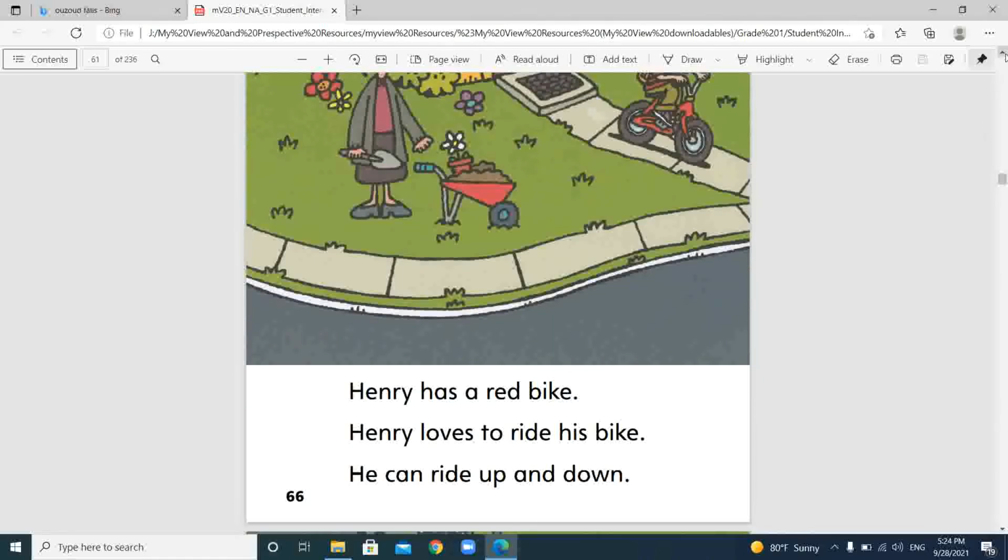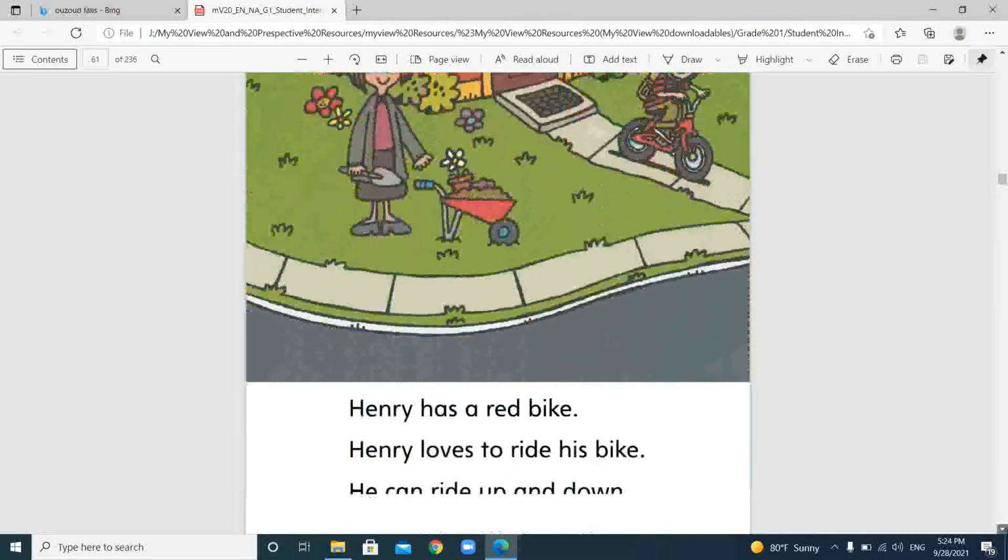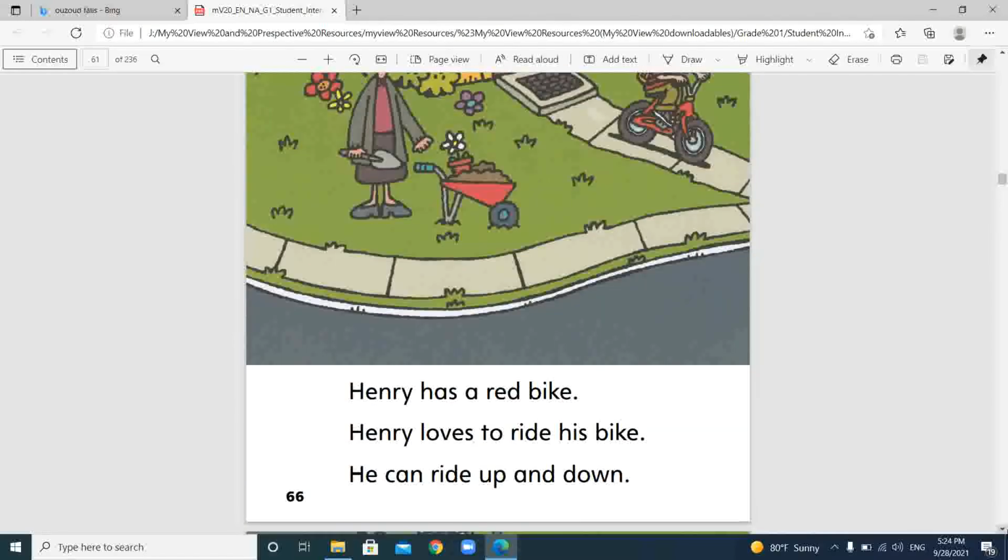So here, on page 66, we see that we have two characters. We have Mom and we have Henry. What does Henry have? He has a red bike and he loves to ride his bike. Okay, he can ride up and down. That means he rides up and down the street or up and down the block.